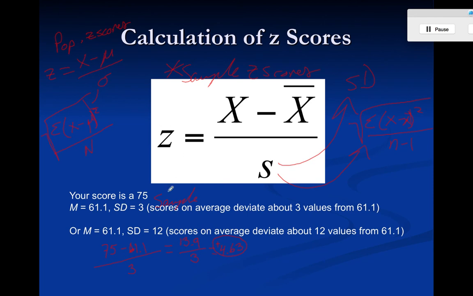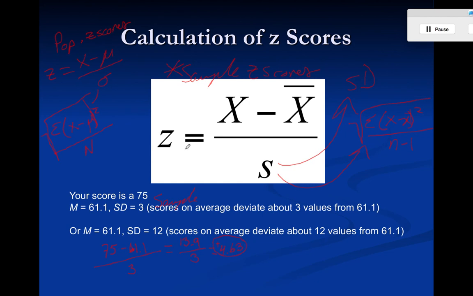Before I even began this, I already knew that my z value was going to be positive. How did I know? Because my score is above the mean. A positive z-value indicates that my raw score is above the mean, and a negative z-value is a raw score that is below the mean. My score of 75 is above my mean of 61.1, so I automatically know that my z value should be positive. And my z value is a positive 4.63.